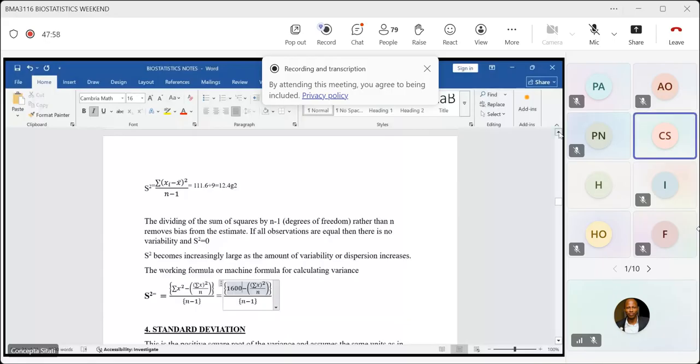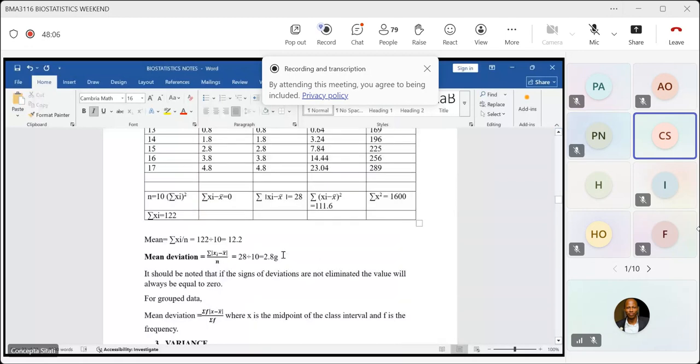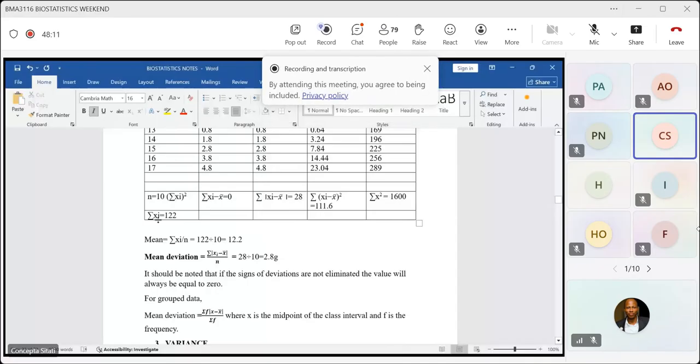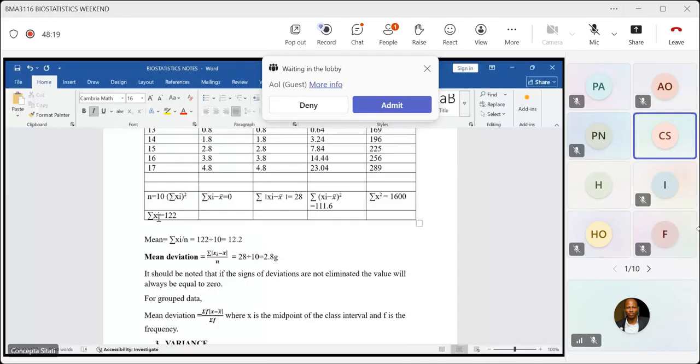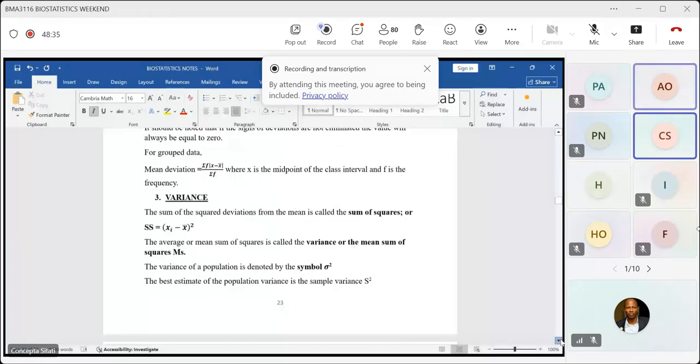The next summation of x is this one here. Have you seen it? The first column, where we have added all the items. We've added all the items, that is summation of x, and we have put the brackets and squared. So 122 squared.